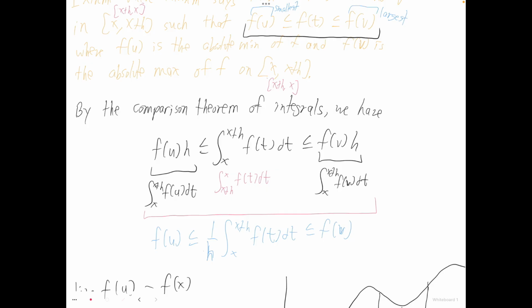This piece gets changed to be the integral from x plus h to x of f of u du, which is going to be equal to f of u times x minus x plus h. And so we're going to end up with, in this case, negative h times f of u. And on this side, we get negative h times f of v. So it's basically the same. It's just that we now have a negative h.